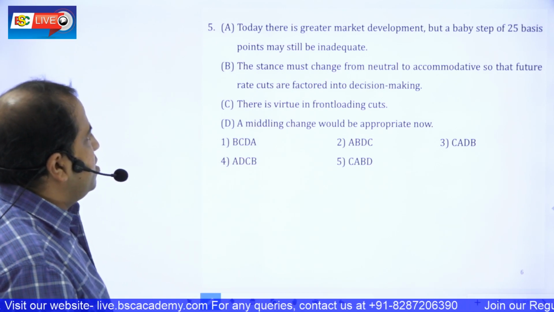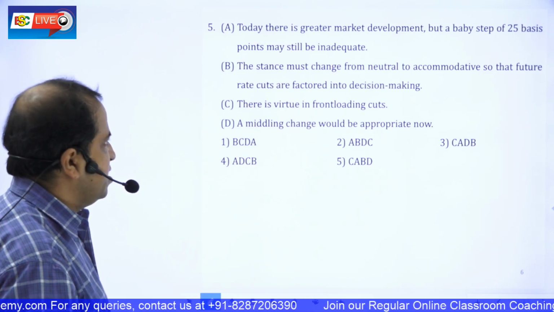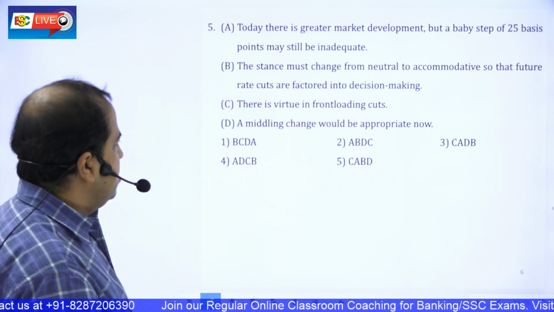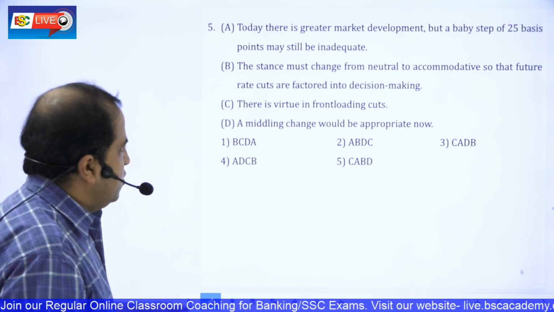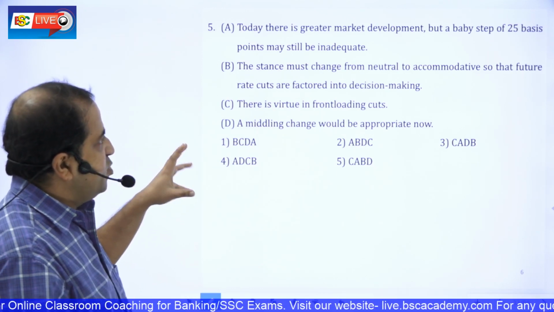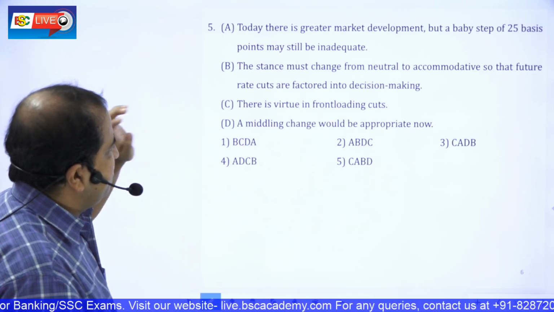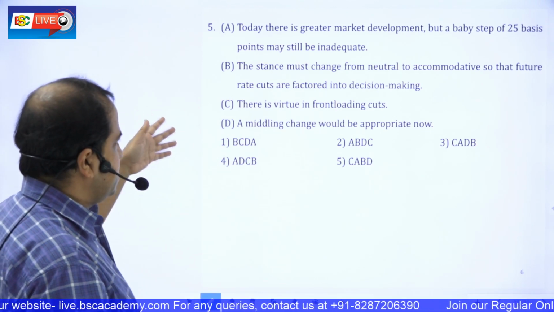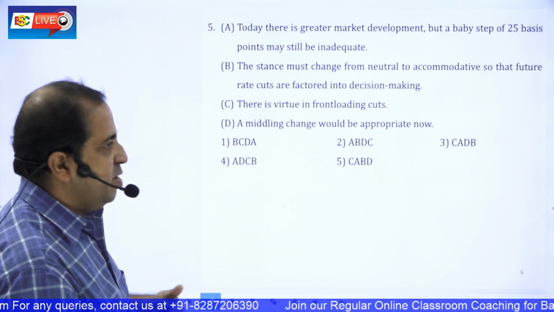Today there is greater market development, but a baby step of 25 basis points may still be inadequate. Where will this go? It is heading towards the repo rate. A middling, that's a clue for you. A middling change would be appropriate now. A baby step will not work. The stance must change from neutral to accommodative so that future rate cuts are factored into decision making. There is virtue in front-loading cuts. A middling change would be appropriate now.